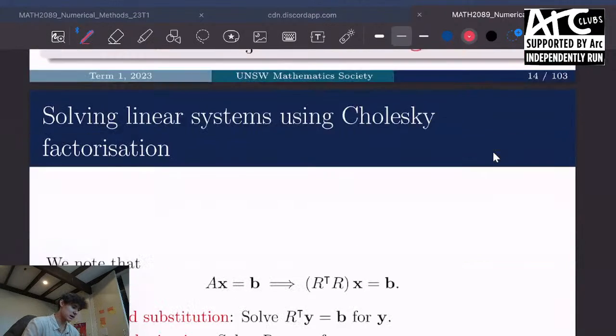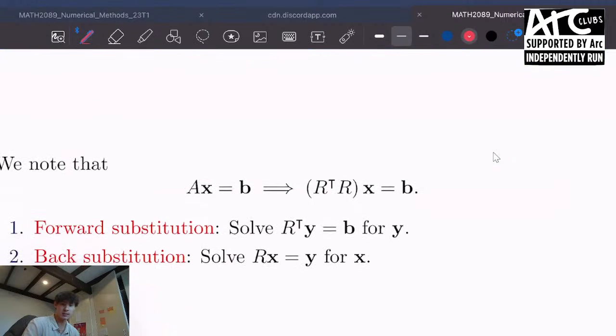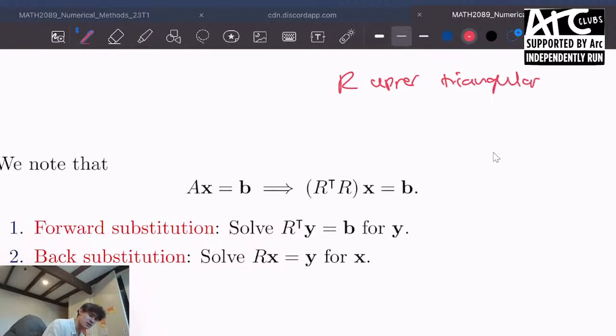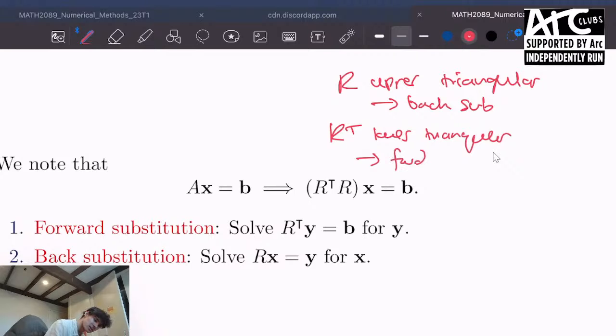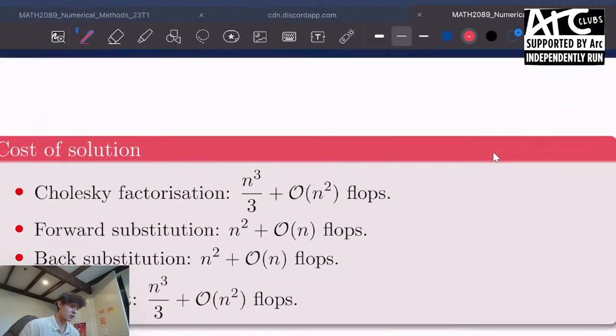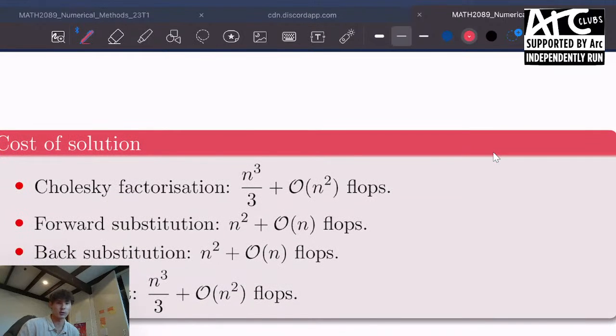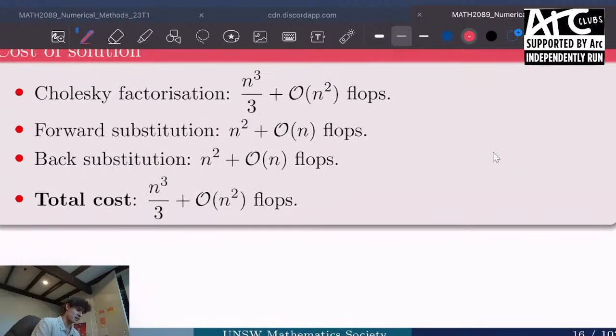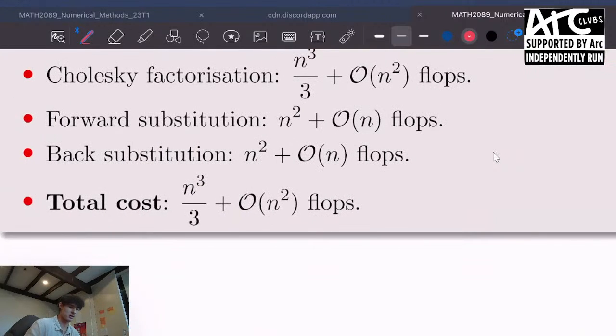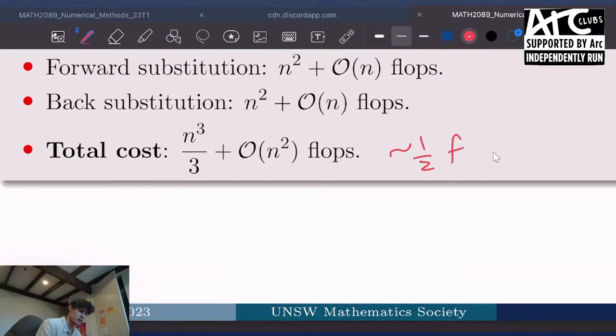So now let's look at actually solving the linear systems. Well, it's very similar, in fact, almost exactly the same as the LU factorization, because remember, R is an upper triangular matrix. So to solve something involving R, we need to use back substitution. And now R transpose is lower triangular. So that means we can use forward substitution to solve something involving R transpose. So now the total number of flops required to solve a linear system, so that is not only the Cholesky factorization, but also forward and back substitutions, is n cubed over 3 plus O of n squared. So you can see it's roughly half the number of flops as LU.